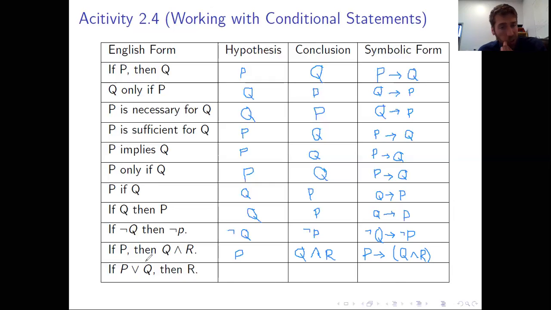If P or Q, then R. So hypothesis is P or Q, and the conclusion is R. So P or Q implies R. And that is the activity 2.4. So that makes us our last video for this section.